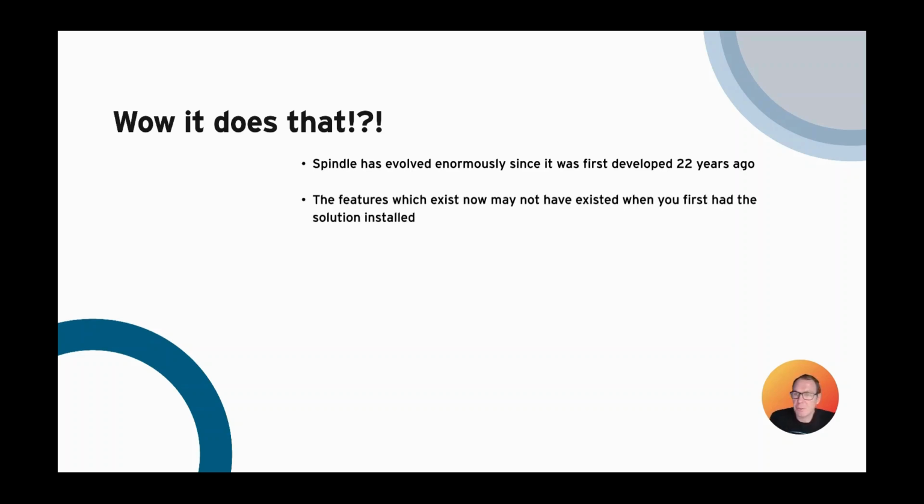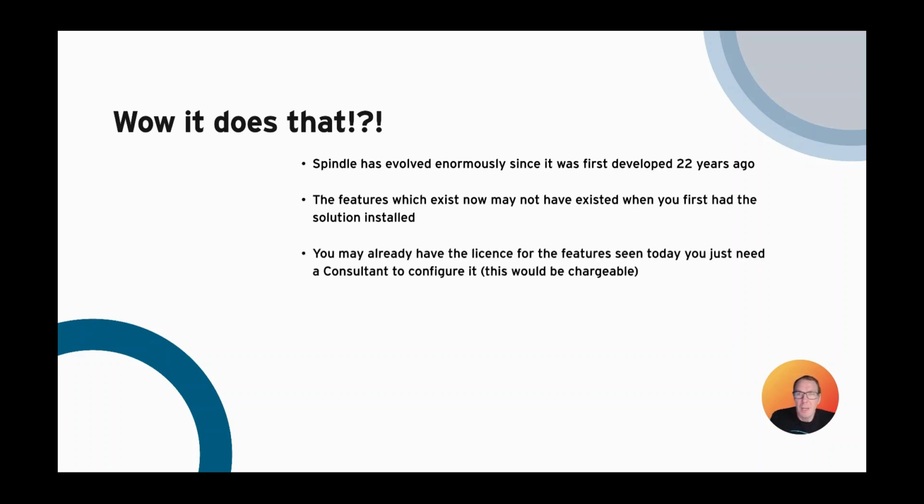Now, some of these features might not have existed when you first took the product. They've been added further down the line. So it might require you to upgrade your version of Spindle that you're using, or potentially just configure it so that it uses some of the functionality that's made available to you. Some of this might be chargeable from your business partner, but the key thing, a lot of what we'll go through today is just making the most of the product that you already have.